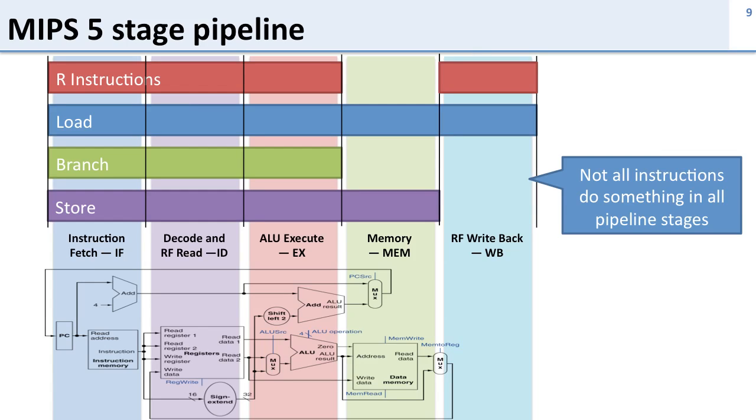Now you'll note here that not all instructions do things in all pipeline stages. R instructions and branch instructions don't use memory. Similarly, branch and store instructions don't write results back to the register file. But they're still going to have a cycle for this so that all instructions have the same number of cycles and do the same things in each cycle.